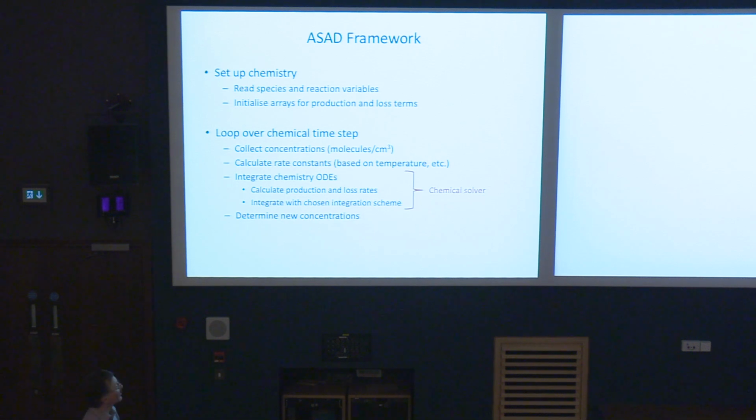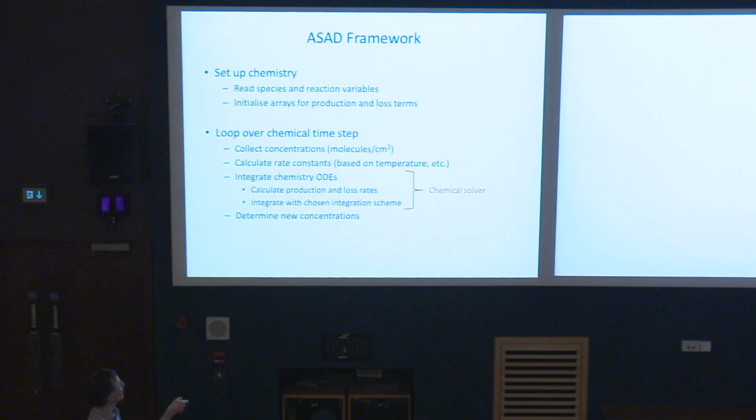And then during the course of the model, as we're going through the various loops, the various time steps, when we get to the chemistry time step, we collect the concentrations of each particular tracer. We then calculate what the rate constants are at that particular location. That depends on the temperature and potentially on the pressure, for the third body in termolecular reactions. And then based on those concentrations and those rate constants, we work out what the rates are. We calculate the production and loss rates, and then we integrate those with our chosen integration scheme.